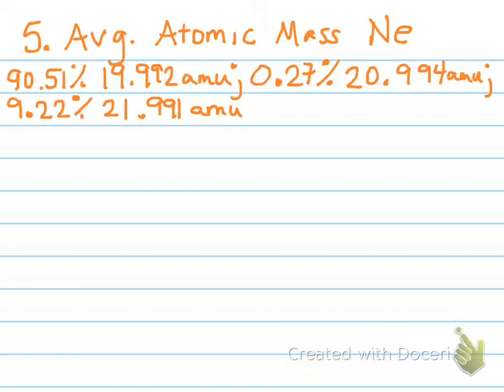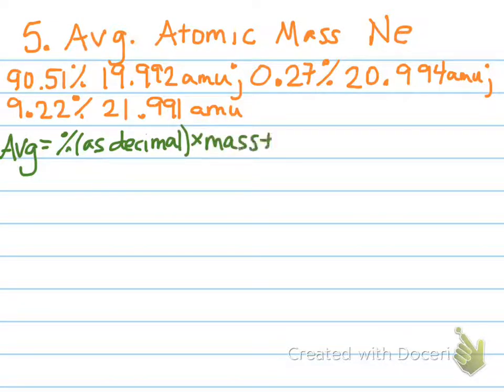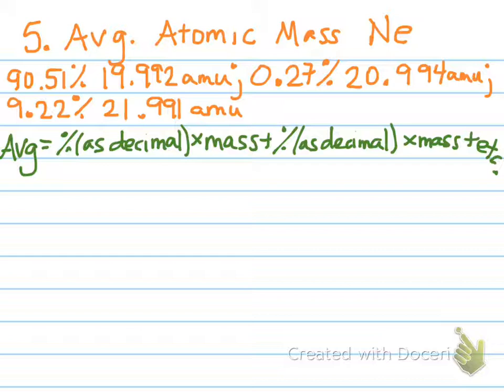So, again, my equation for this is going to look really similar to the equation I just used. It's going to be my percent as a decimal, but this time, instead of times the average, it's going to be times the mass plus my percent as a decimal times the mass plus, again, still that, etc., because depending upon how many there are, right? In this case, there are 3 isotopes, so I'll have to do this 3 times. So to calculate this for neon, my first percentage as a decimal is 0.9051.